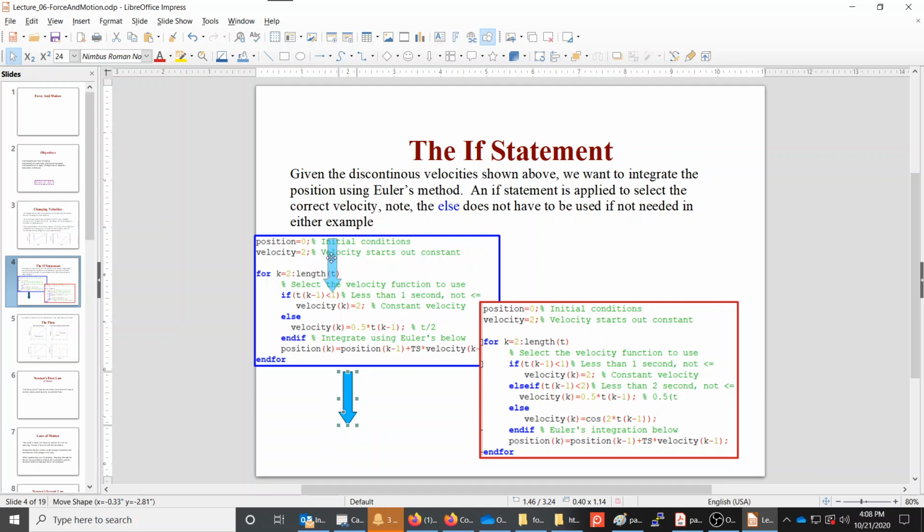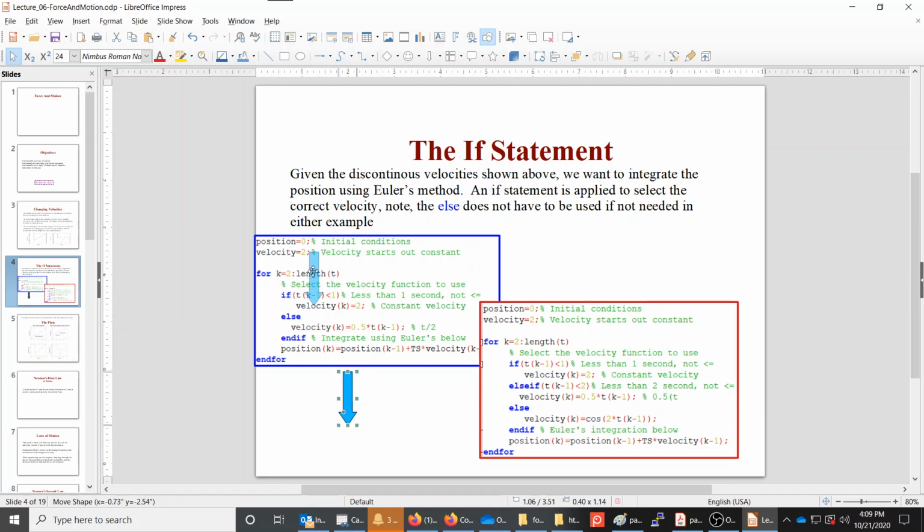However, I know then that after that occurs, my velocity comes into this next, which is t divided by 2, or I multiplied it times 1/2, 0.5 times t. All right, and so we have an if: if the time is less than 1, then my velocity is just a constant value of 2.